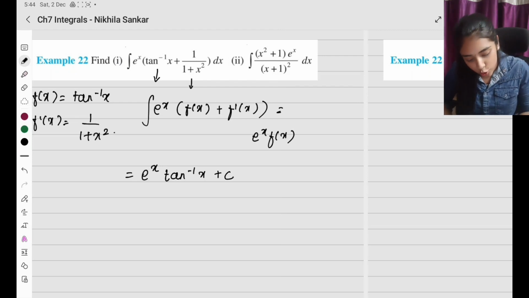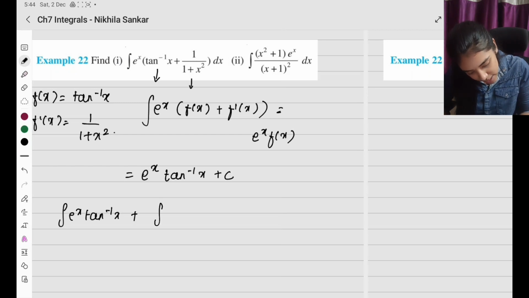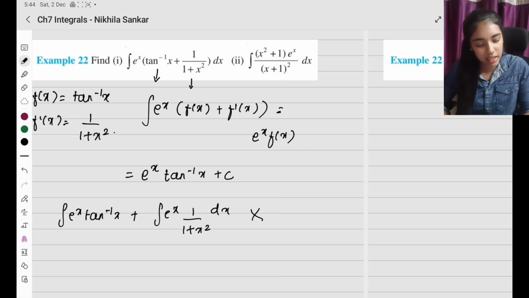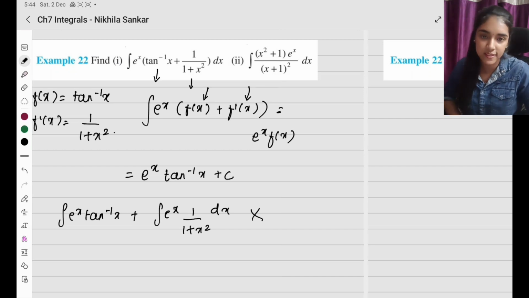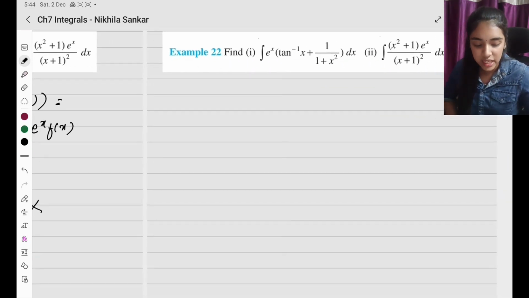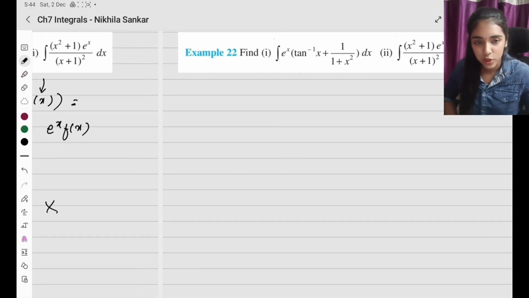அவ்வளவுதான், simple. You don't have to do e to the x tan inverse of x plus integral e to the x 1 by 1 plus x square dx. இந்த integral எல்லாம் பண்ண வேண்டாம் if you find out what your f of x is and what your f dash of x is. Okay, simple. Now you see, solve a second example, you will understand.